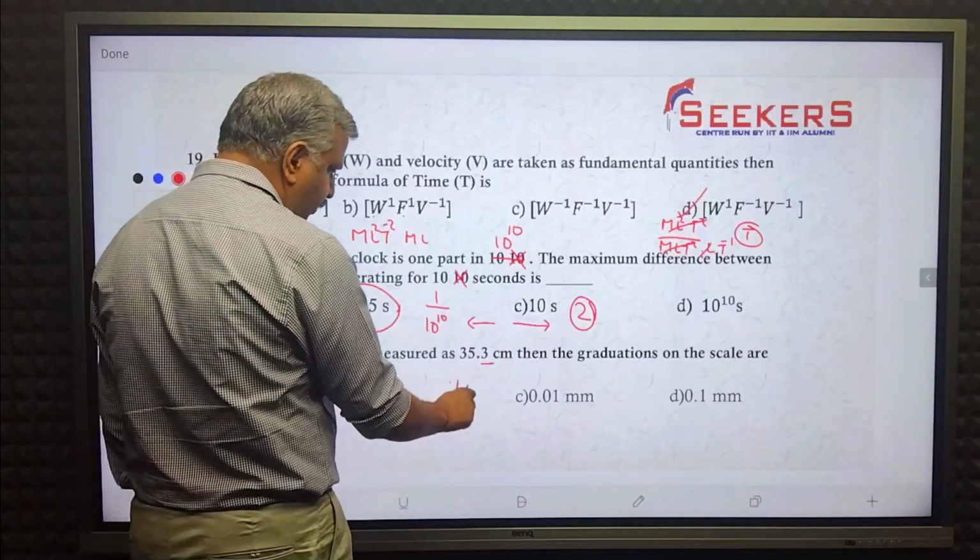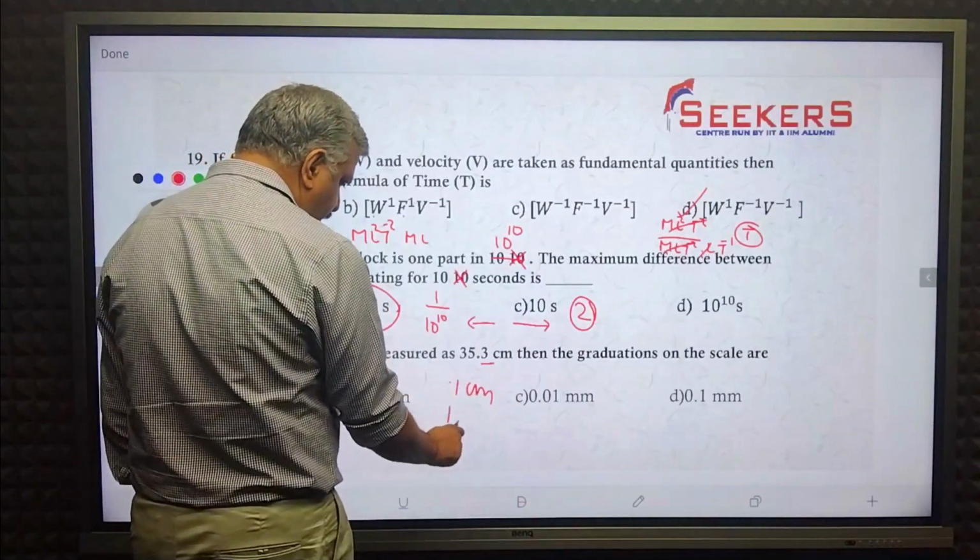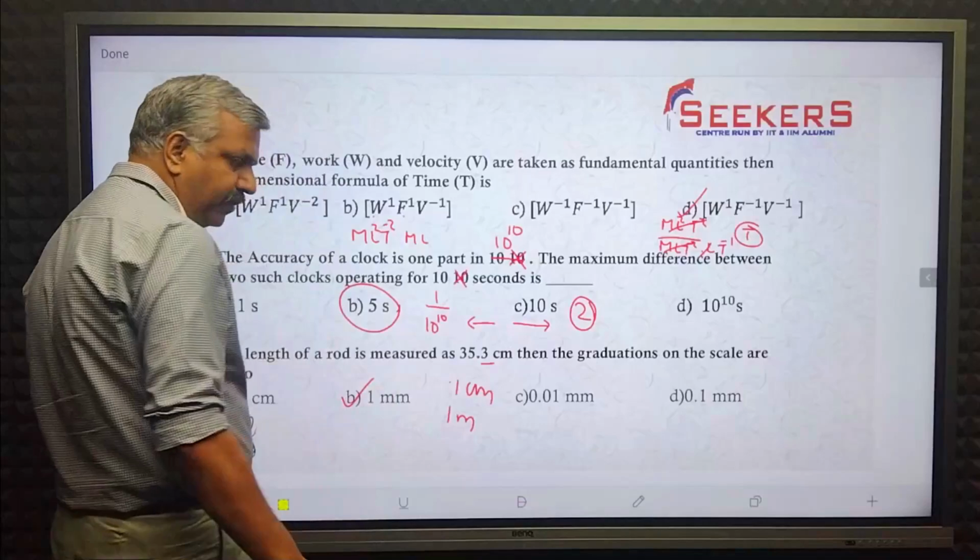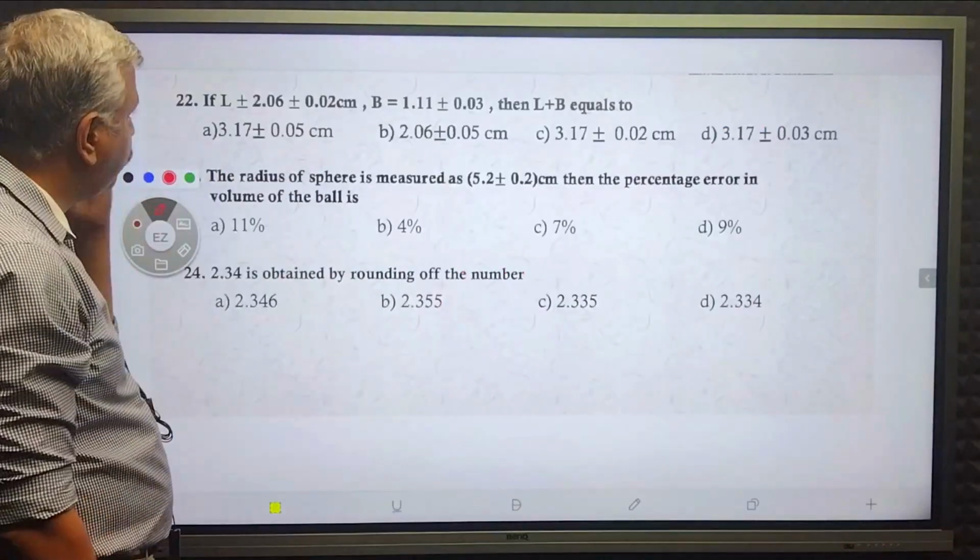So it should be 0.1 centimeter or it would be 1 millimeter. So option D, B is the correct answer. Okay, so let's look at 22.